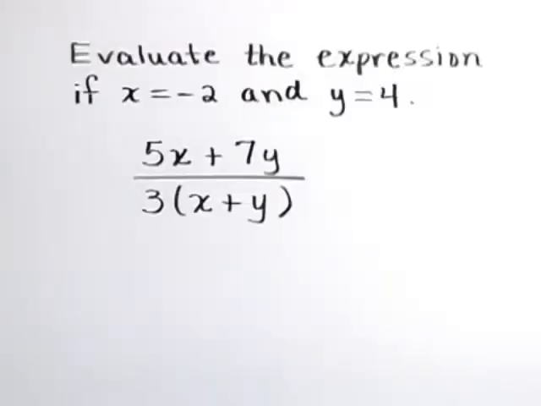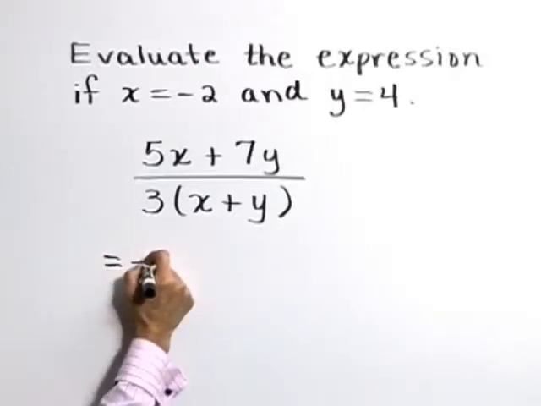Evaluate the expression if x is equal to -2 and y is equal to 4. The expression is (5x + 7y) divided by the quantity 3 times, in parentheses, (x + y). So let's substitute values in for x and y.